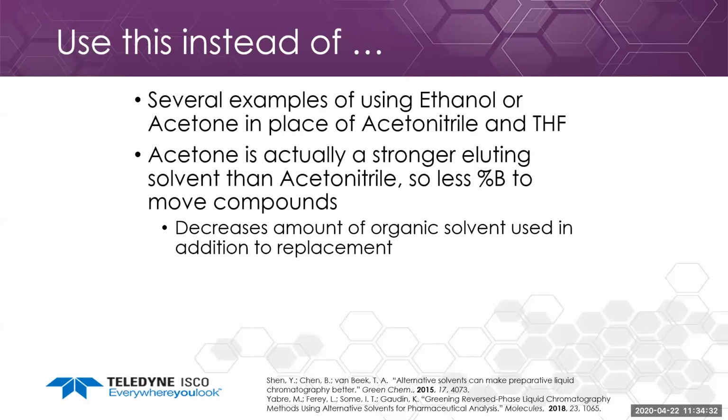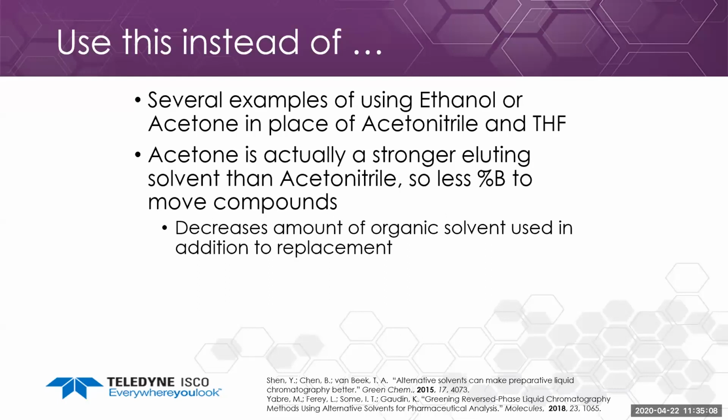Reverse phase, we talked about acetonitrile and THF. There are some examples of people using ethanol or acetone in place of acetonitrile and THF. 2-methyl THF, we discussed previously, would also be a suitable substitute for THF, and it comes from a renewable feedstock. Acetone is actually a stronger eluting solvent than acetonitrile, so less %B to move your compounds. It also would give you a little bit greater range.